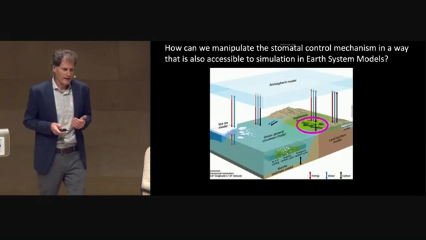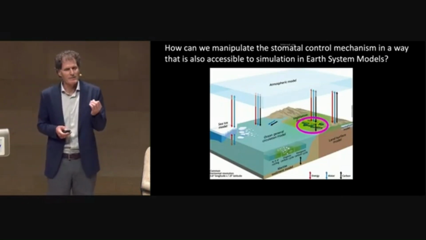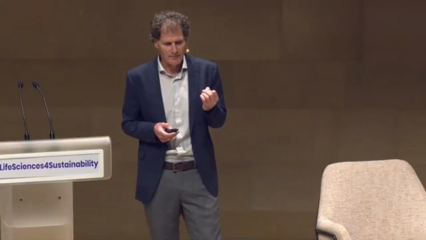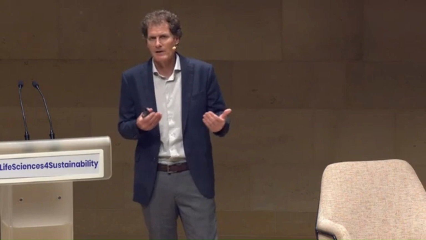The second part of our question is, if we know something about that control system, can we manipulate that system in a meaningful way that will give us information about global climate change? Can we implement that knowledge somehow in global climate models?